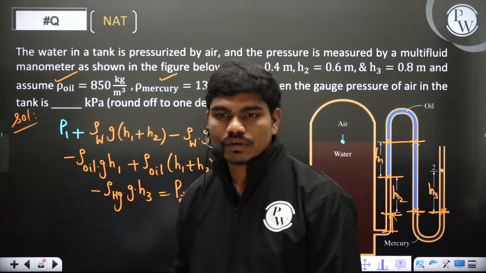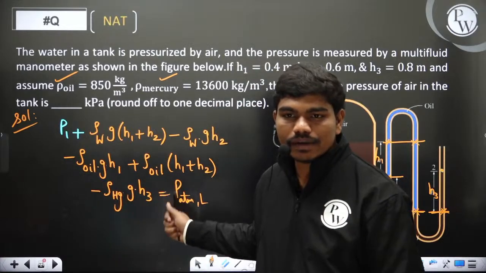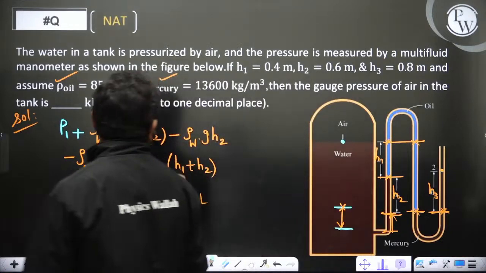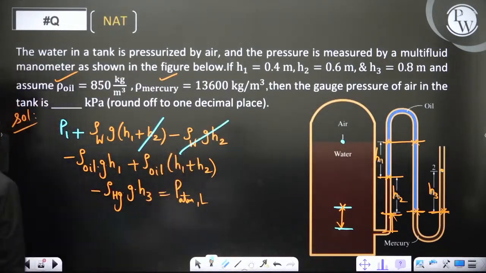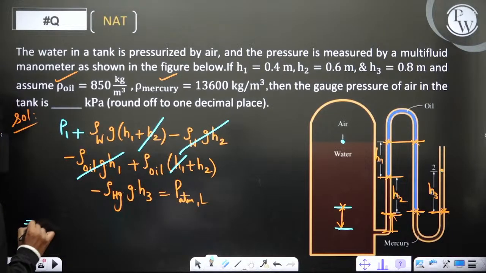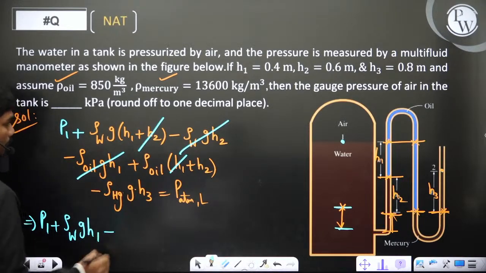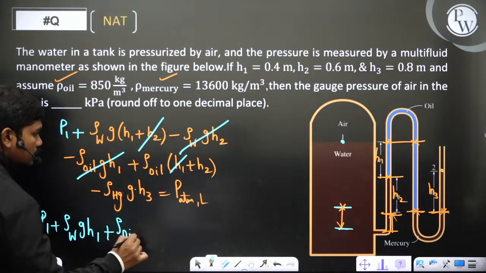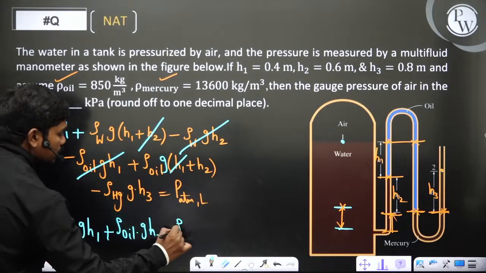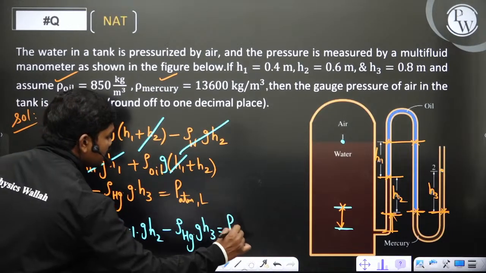Yes or no? We were traveling across the fluid columns, and finally we are reaching a point. Now you can see, if you simplify this, the rho water g h2 term and this term get cancelled. The rho oil g h1 term and this h1 term get cancelled. So P1 plus rho water g h1 plus rho oil g h2 minus rho mercury g h3 is equal to P atm local.